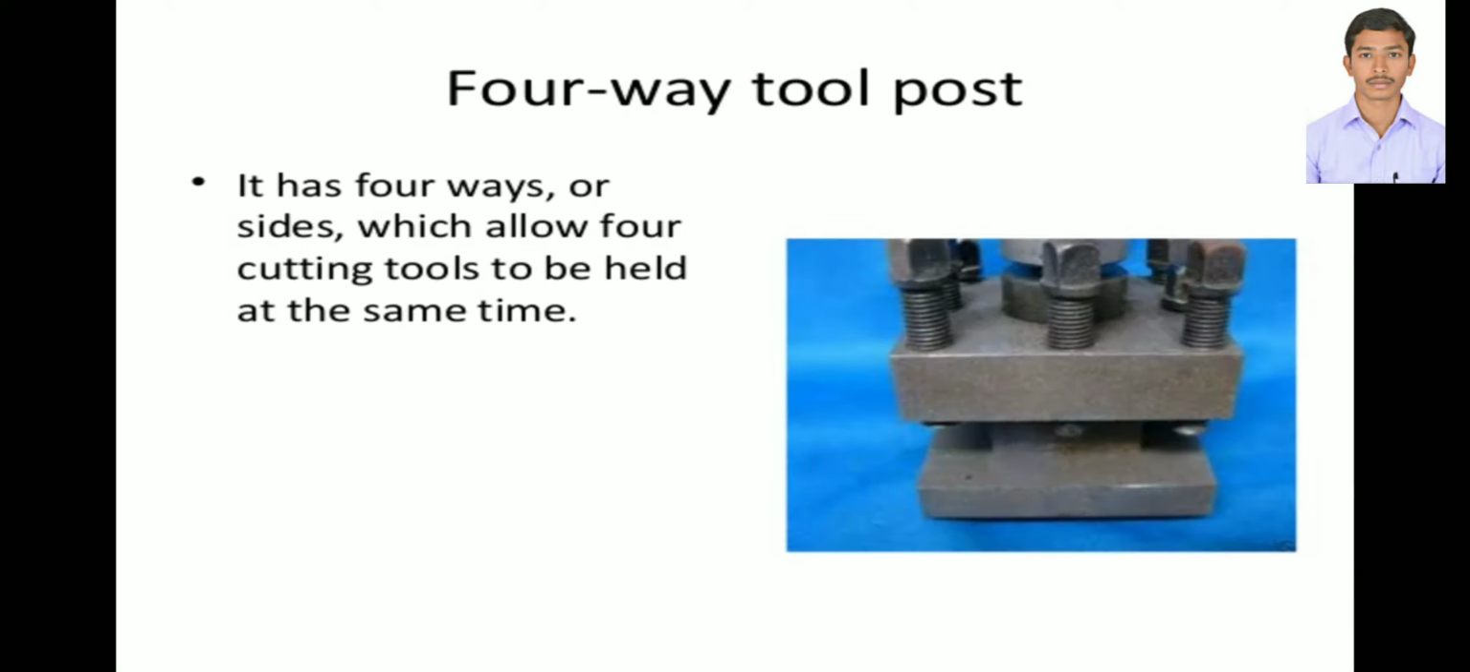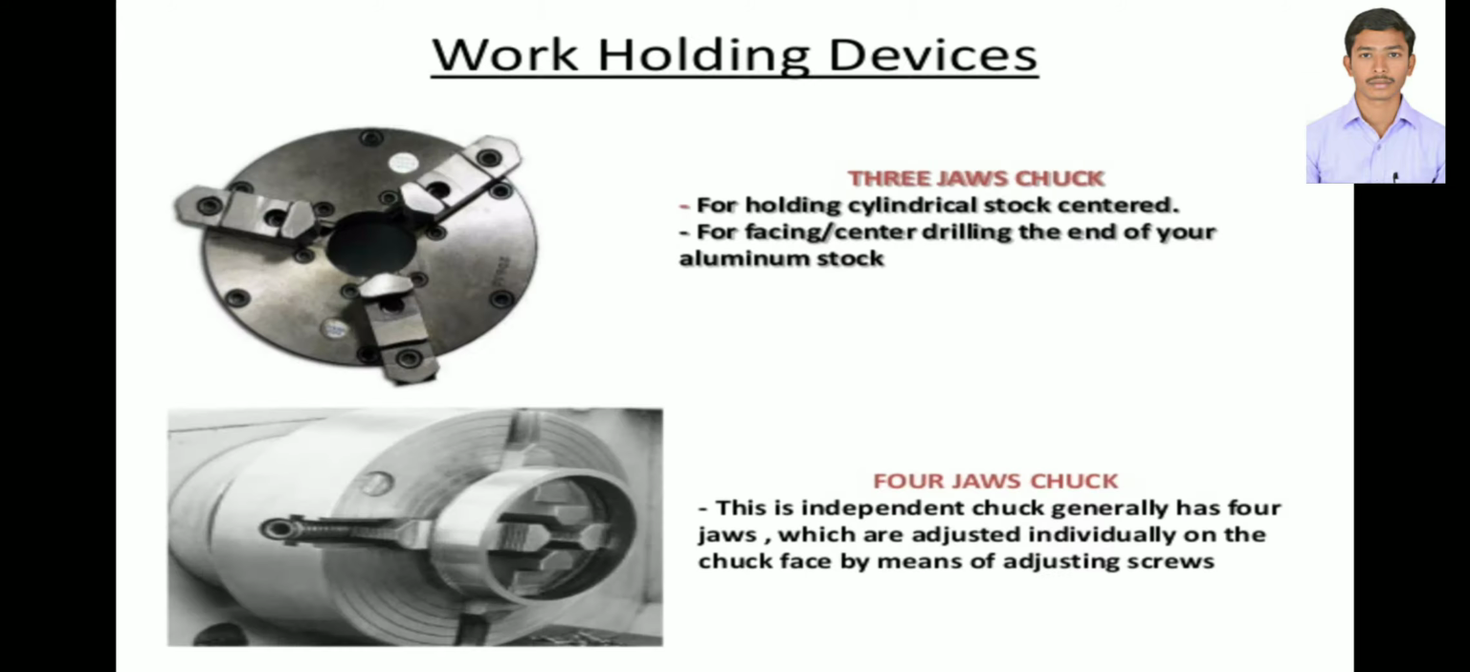You can see the 4-way tool post. So this is the 4-way tool post. It has 4 ways or sides which allow 4 cutting tools to be held at the same time. So in this tool post, 4 different types of cutting tools can be placed, for example a single point cutting tool, a multi-point cutting tool, or tools for different materials, suppose stainless steel or cast iron. So different point cutting tools are placed at a time on the 4-way tool post. So that is the use of the 4-way tool post.